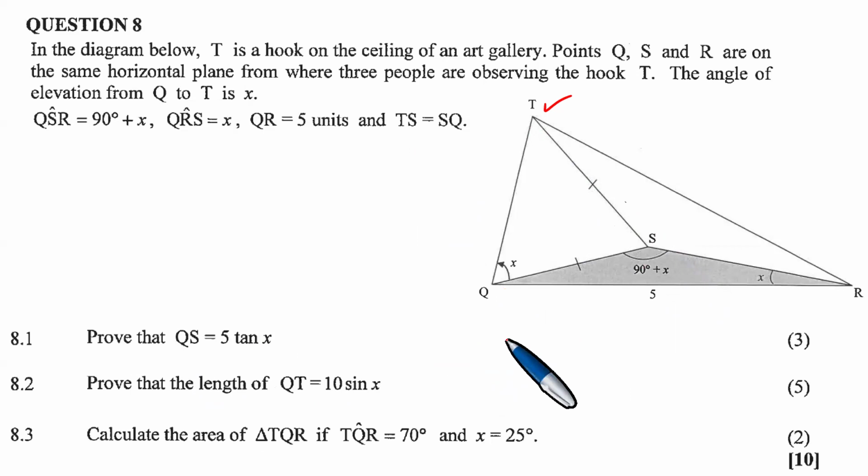What rule can we use here, Perelelo? Sir? What do you think? Because here in 8.1, we need to prove that QS is 5 tan X. So to prove that QS is 5 tan X, how do we prove this? What rule can we use to prove this result here? Okay, so you think about it. Think about it, because we're not in a hurry. I'm giving you 3 minutes. I'm not rushing you.